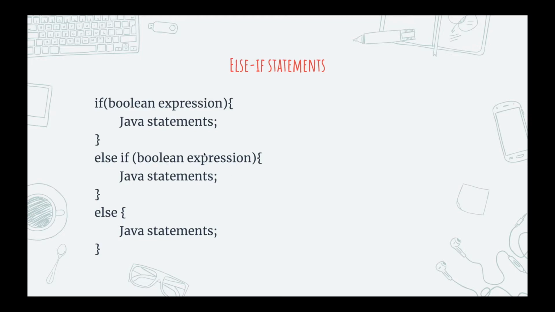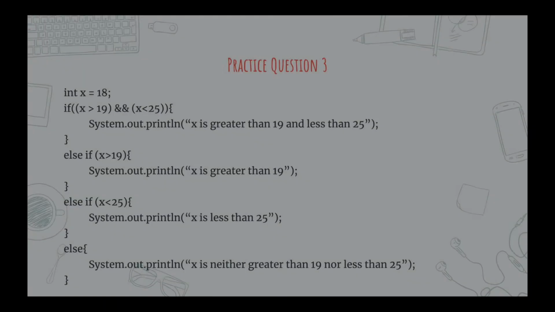So if this is true, then these Java statements get executed. If it's false, then the compiler goes on to the next statement. And if we want multiple Boolean expressions, we simply keep adding an else if. And then we could finally end with an else if we want the compiler to always have something to resort to if all the Boolean expressions evaluate to false.